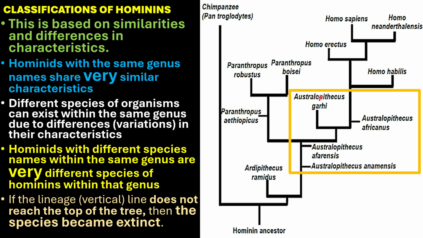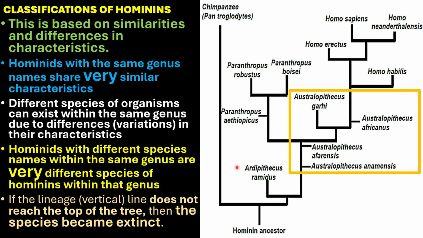The genus is called Australopithecus. Under this genus, there are 1, 2, 3, 4 species. The second name is called a species name. We have Garhi, which is a species name, Africanus, which is a species name, Afarensis is also a species name, Anamensis is also a species name. So in the genus Australopithecus, there are 4 species. That is what you need to know. So we have 4 species in one genus.